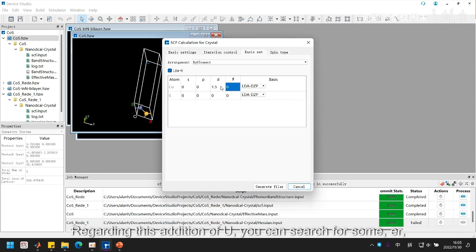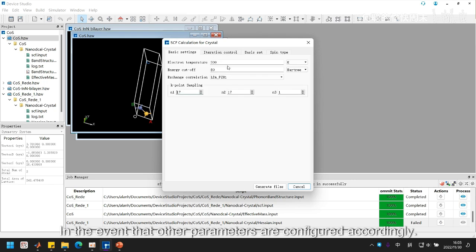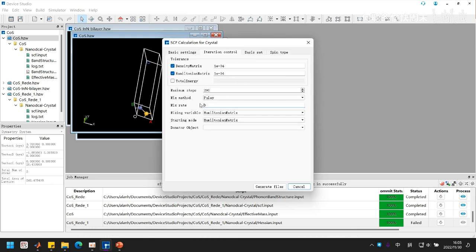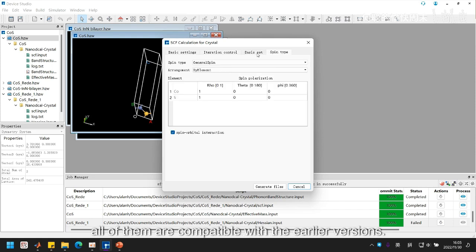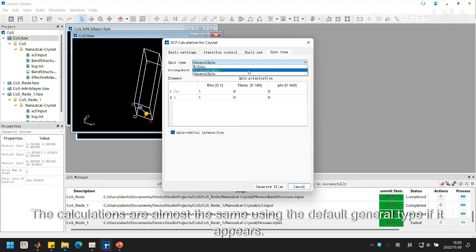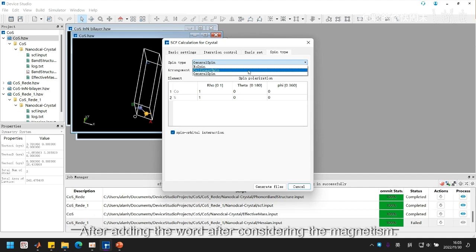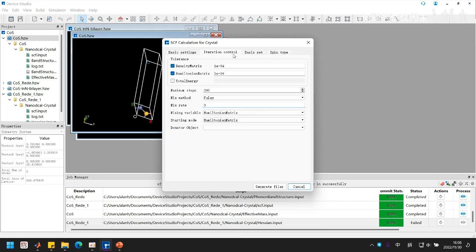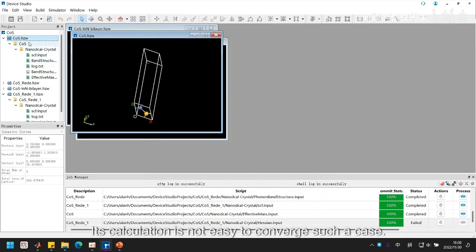Regarding this addition of U, you can search for some literature to see how to add this U. In the event that other parameters are configured accordingly. Essentially, all of them are compatible with the earlier versions. The calculations are almost the same using the default general type. After adding the U, after considering the magnetism, its calculation is not easy to converge.